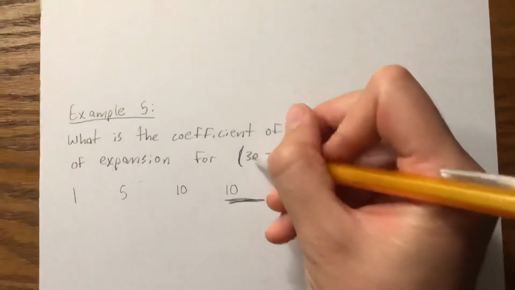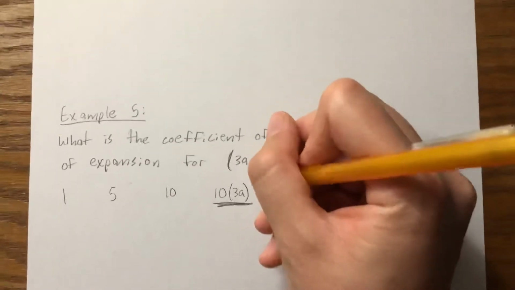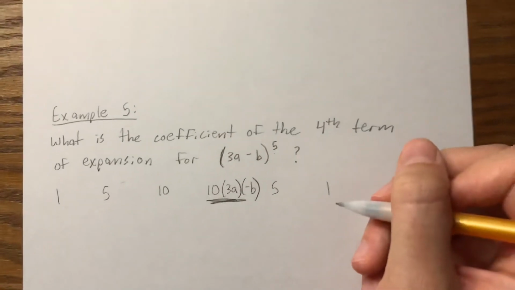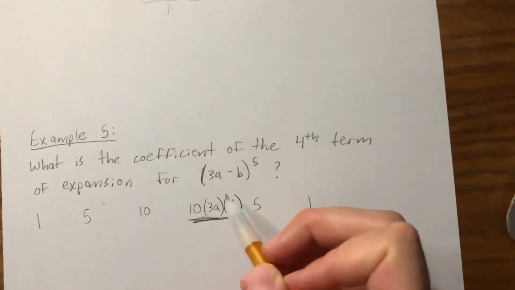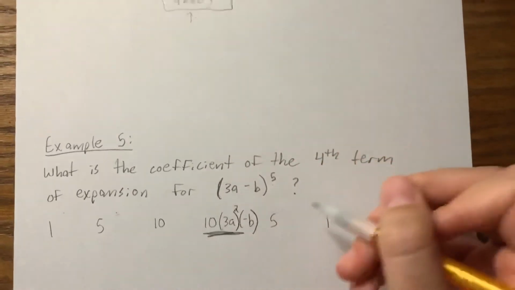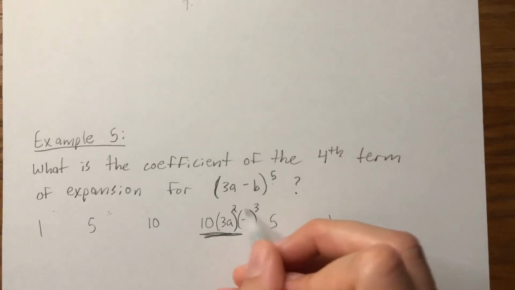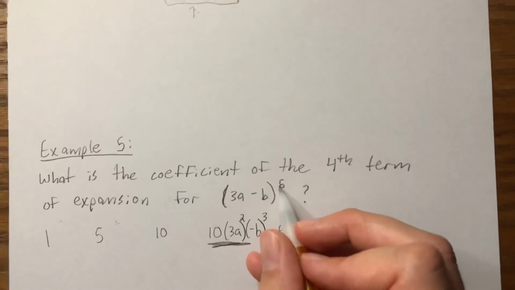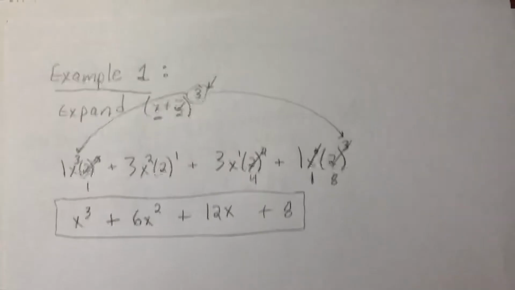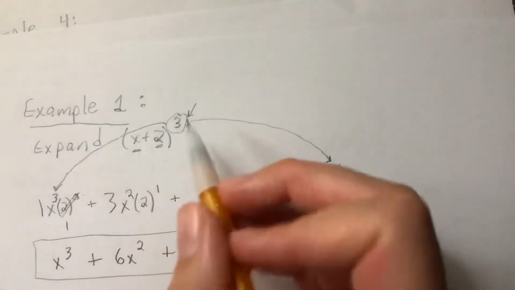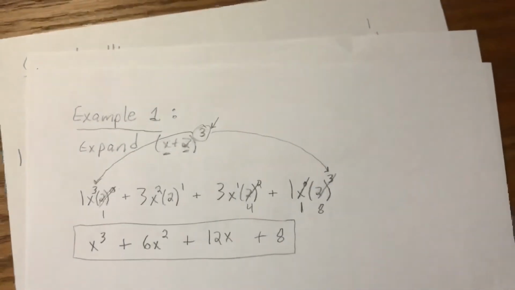All right, I know it's going to have a 3a. I know it's going to have a negative b. And I need the powers on those. So 5 would start over here, 5, 4, 3, 2. And 5 would start over here, 5, 4, 3. Fun fact, these exponents always end up adding to the power right there. Let's go back, look at one. Like on example 1, look, 3 plus 0 is 3, 2 plus 1 is 3, 1 plus 2 is 3, and 0 plus 3 is 3. Cool little pattern there. Anyway.